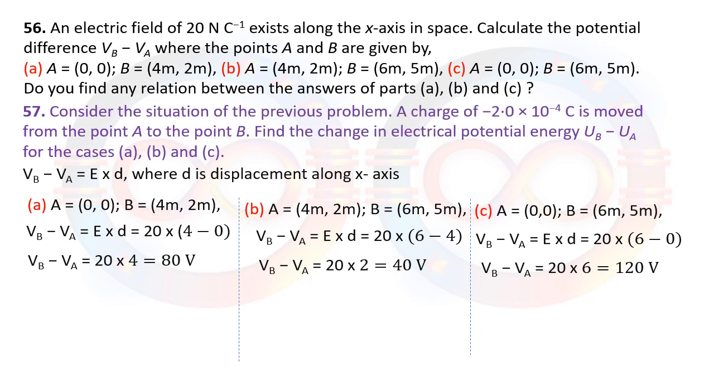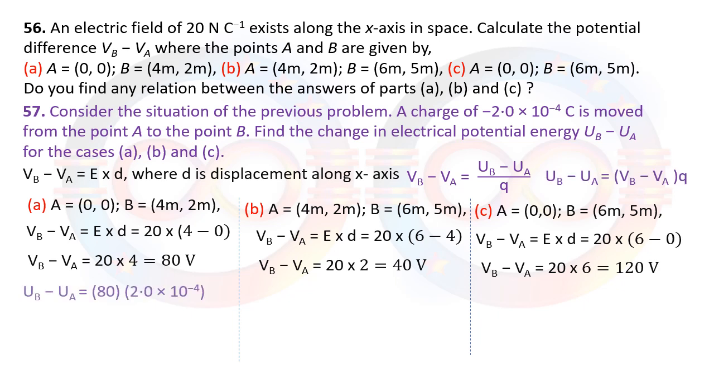Now I have taken question 57 on the same slide because it is related to question number 56. The question is, consider the situation of the previous problem. A charge of negative 2 into 10 raised to minus 4 coulomb is moved from point A to B. Find the change in electric potential energy UB minus UA for cases A, B and C. The change in potential is equal to the change in potential energy per unit charge. So the change in potential energy is equal to charge into change in potential.